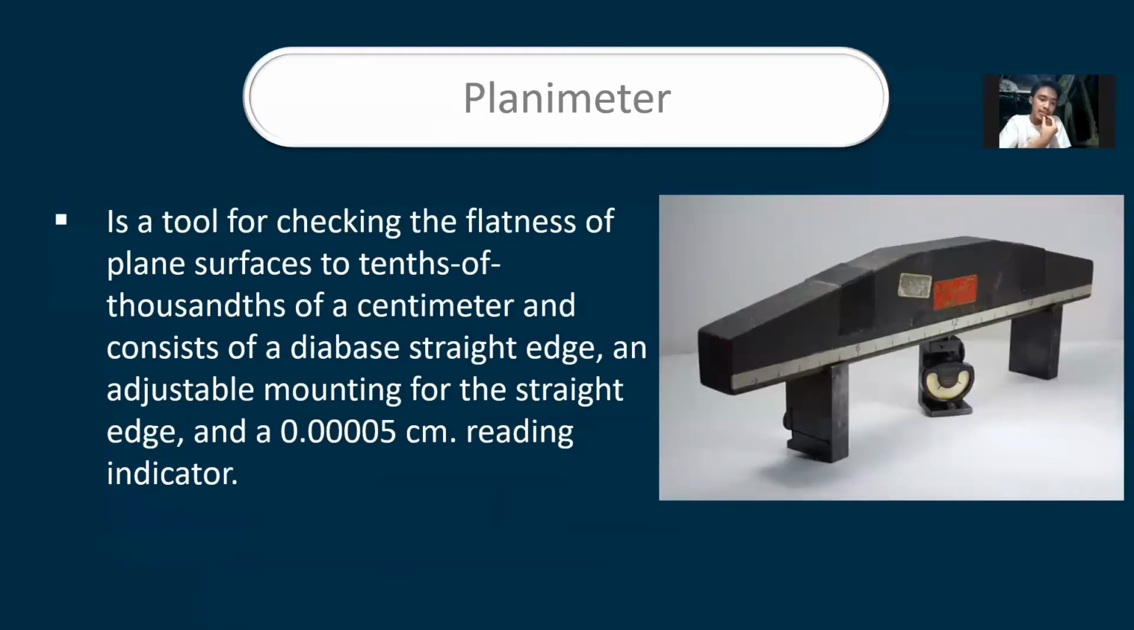Graduated measuring tool is the planimeter, which is a tool for checking the flatness of plane surfaces to tens of thousandths of centimeters and consists of a die-based straight edge and an adjustable mounting for the straight edge and a 0.0005 centimeter reading indicator. So basically, yung planimeter naman or tinatawag ding pencator, nag-check din siya ng flatness ng isang surface.